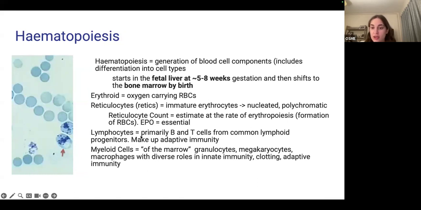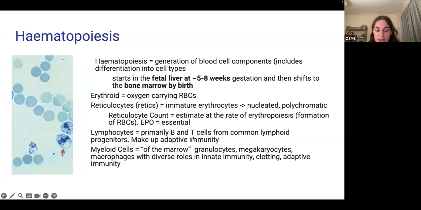Reticulocytes, or retics, as Debbie Hay loves to call them, are immature erythrocytes. So they're nucleated and they're polychromatic. If you look at this picture on the side here, it's a blue stained blood film. This is what a normal red blood cell would look like. And then you've got these densely nucleated, random looking cells that are a bit less frequent on the blood film. That's what a reticulocyte is.